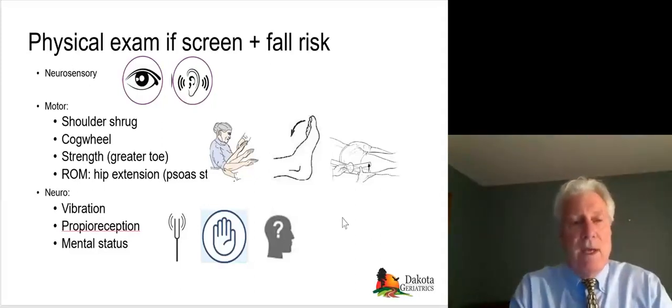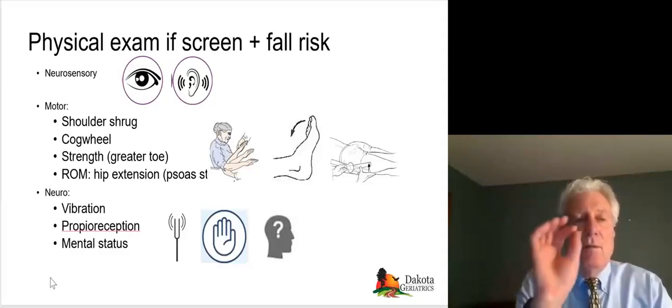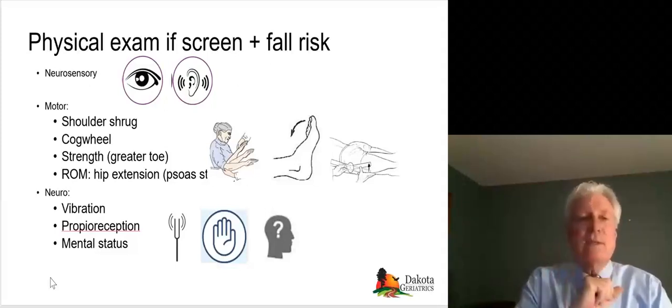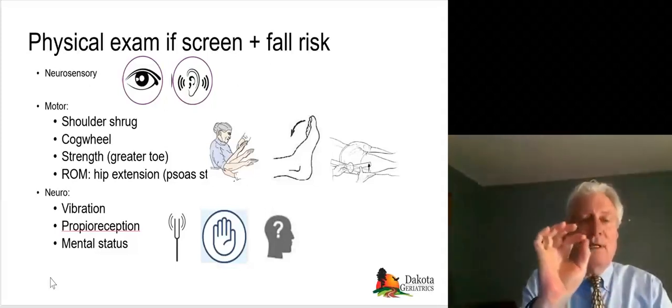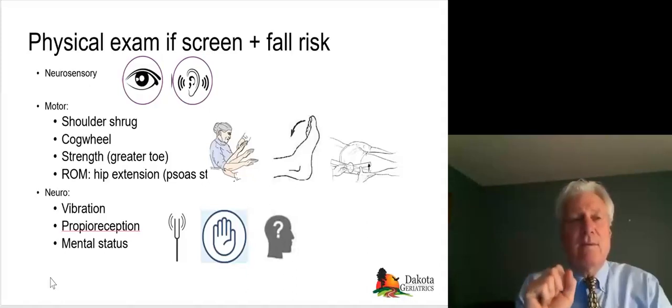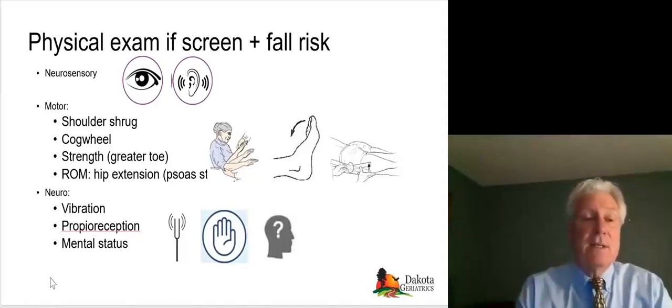In terms of the neurologic exam, it's important to see if they have vibratory sense in their feet, proprioception, so 2-point discrimination, as well as soft touch. Particularly in diabetics, you want to do the monofilament test to see if they have any sensation in their foot.